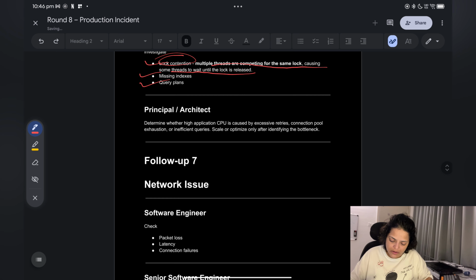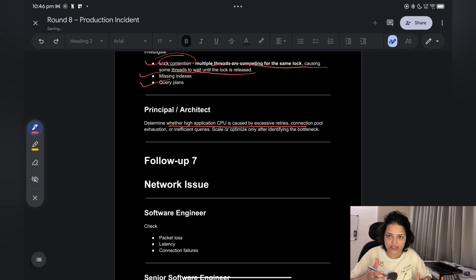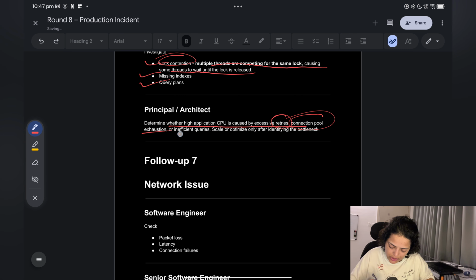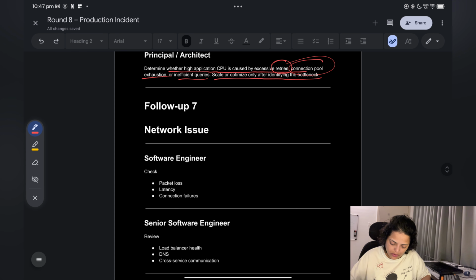Now the principal architect will determine whether high application CPU is caused by excessive retries. Let's say you have high CPU. This is the problem, right? He will check how and why he is getting it, whether it is caused by excessive retries, connection pool exhaustion, or inefficient queries. Scale or optimize only after identifying the bottleneck. So first he will identify the bottleneck and then he will scale or optimize.